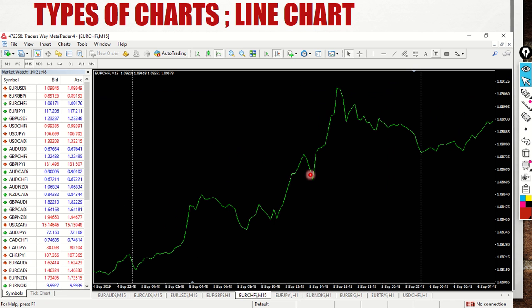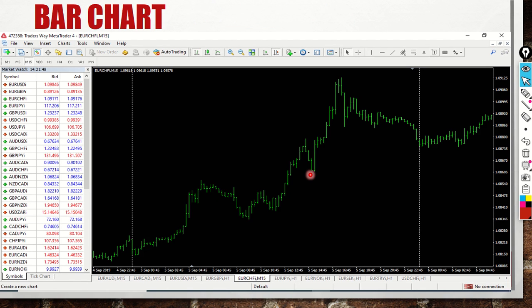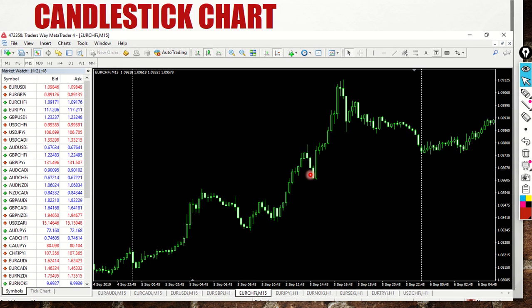So we have types of charts that we have on MetaTrader 4. We have a line chart. It's simply a line connecting closes of price after an interval of time. So if you are on 15 minutes, after every 15 minutes there's going to be a closing price. At the end of 15 minutes, it's going to draw a line. This is a bar chart. It will show some bars. I don't use a bar chart. I only use a candlestick chart. This is a candlestick chart.